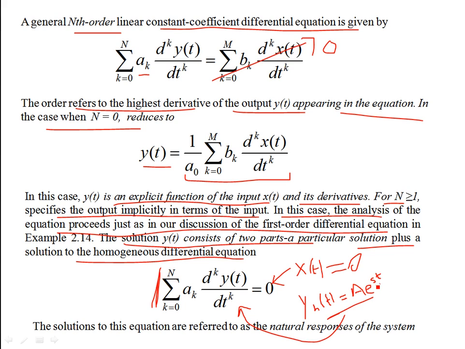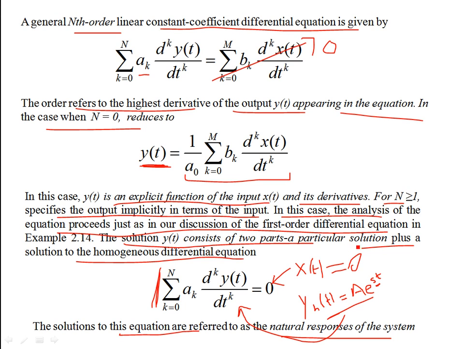For example, if it is a repeated root, then we have to multiply this with t, the same number of times. The solutions to this equation are referred to as the natural response of the system, because the excitation is 0. Then, whatever is the nature of the forcing function, you have to add this y_h(t) to the particular solution, and then you have the complete output y(t).